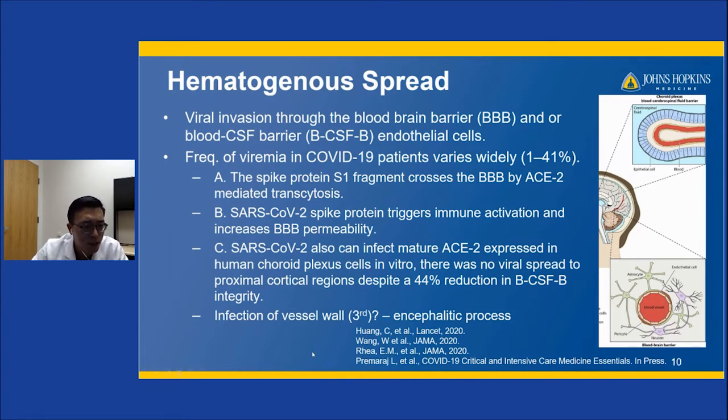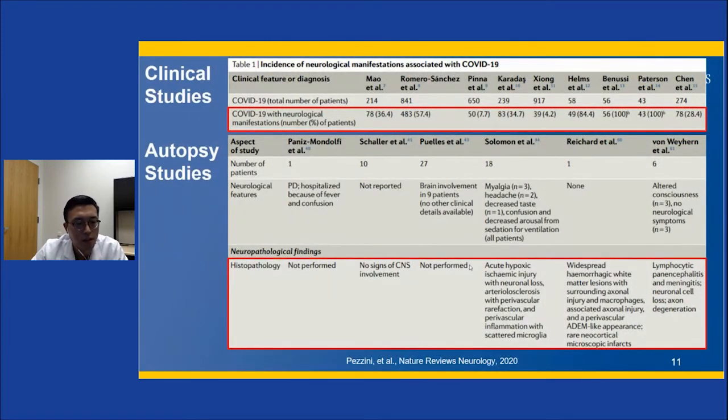And another theory that's floating around is infection of the vessel wall, which is a kind of encephalitic process, but this has not been studied well and not documented well, but there is some theory about that as well. So early studies, if you look at this Nature Reviews in Neurology early in 2020, a lot of different rates or frequency for neurologic symptoms of COVID-19.